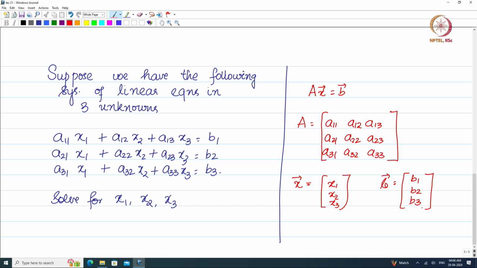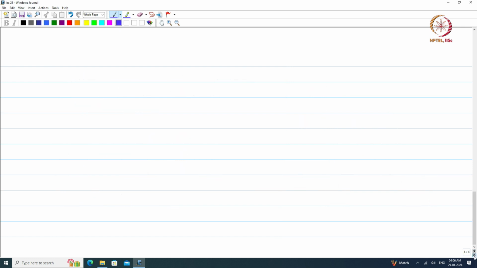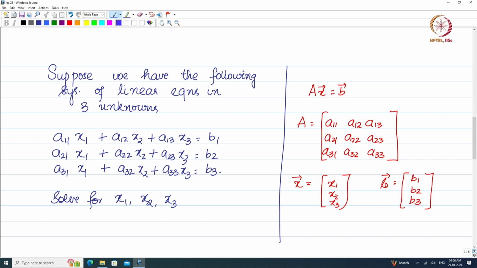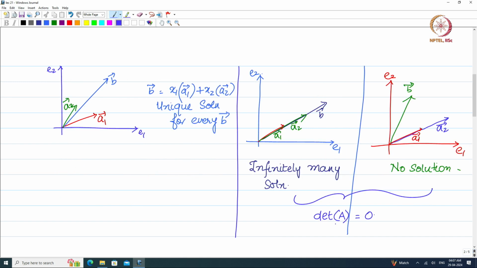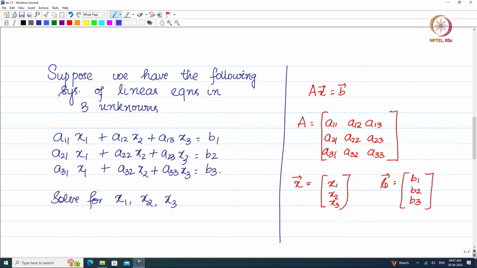Right. Now recall that in the 2 dimension case we made an interesting observation. We said that whenever you have infinitely many solutions or no solution, the determinant of A was 0, and whenever you had a unique solution, the determinant of A is not equal to 0, right. Whether determinant of A equal to 0 gives infinitely many solutions or no solution depends on what kind of B vector we have, and we are going to take the same ideas to 3D.